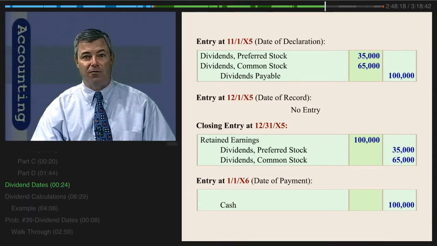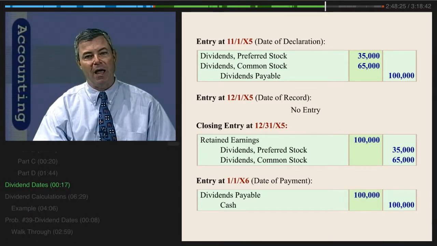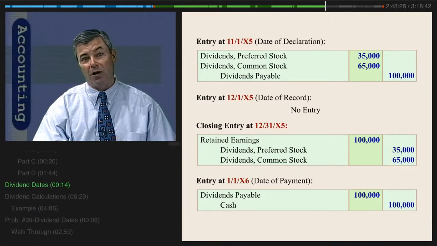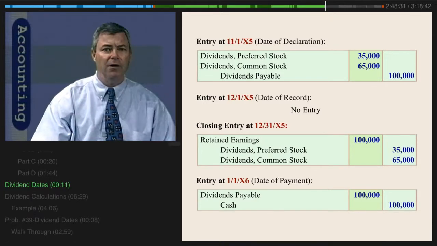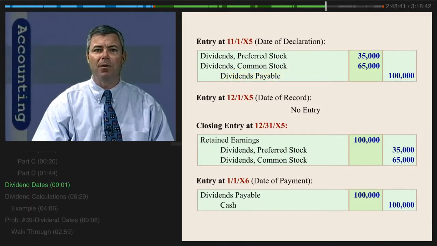And we will credit cash for $100,000 and debit dividends payable. Now, we're not going to debit dividends, even though we're paying dividends, because the dividends were previously recorded and closed to retained earnings. All we're showing here is that now we are fulfilling the obligation previously established to record the dividends, and we're paying that obligation. We do that by debiting dividends payable.